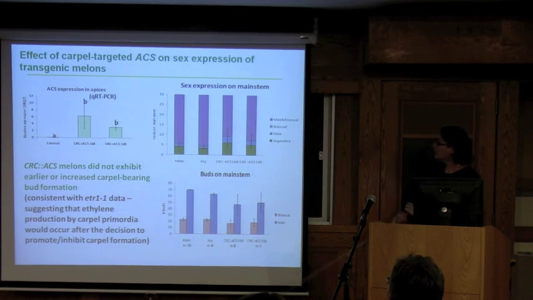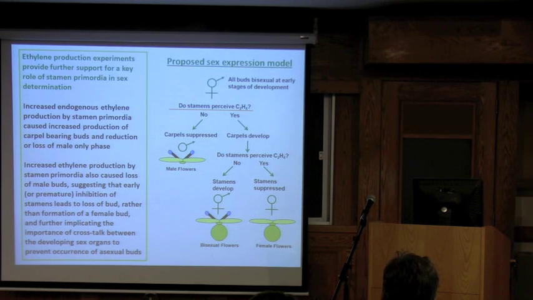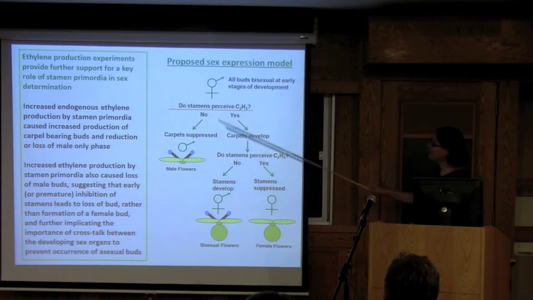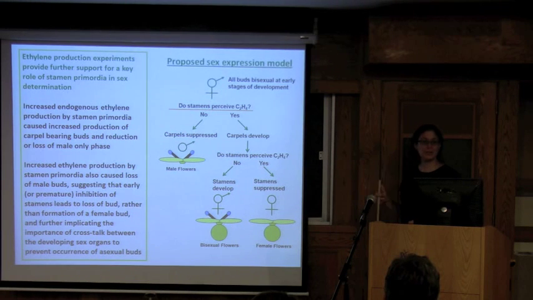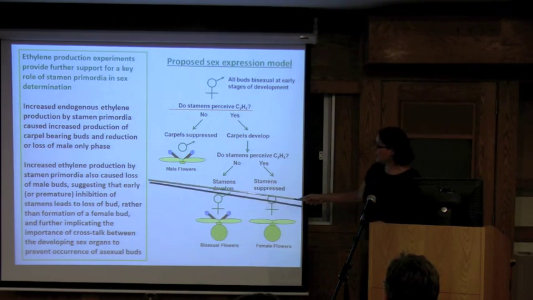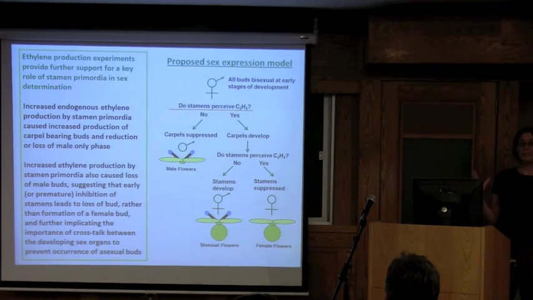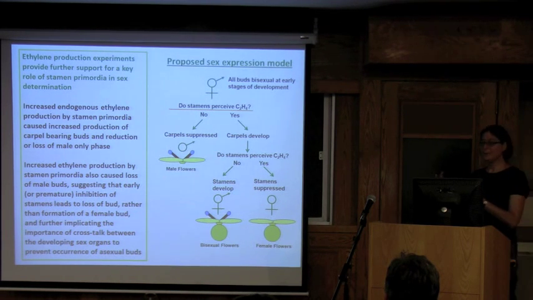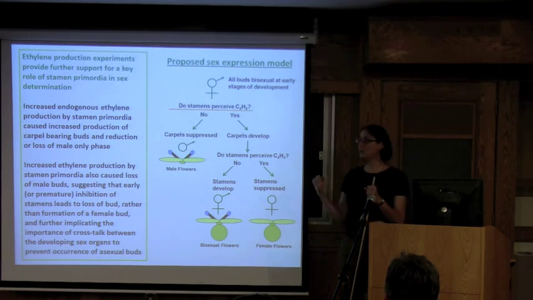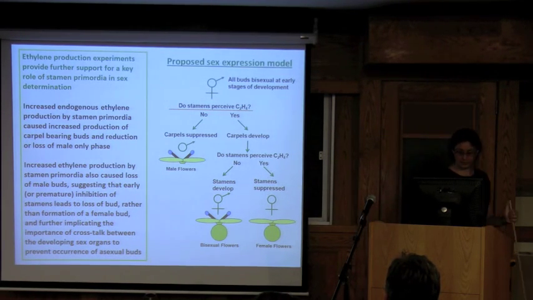If we expressed it in the carpel primordia, we did not see an effect on sex expression. So the ethylene production experiments provide further support for a key role of stamen primordia in sex determination. The increased endogenous ethylene production caused an increase in carpel-bearing buds and a reduction or loss of the male-only phase. We suggest that the increased ethylene production by the stamen primordia may lead to a loss of those initial stamens, further implicating the importance of crosstalk between the developing sex organs to assure that you have one or the other sex organ present.